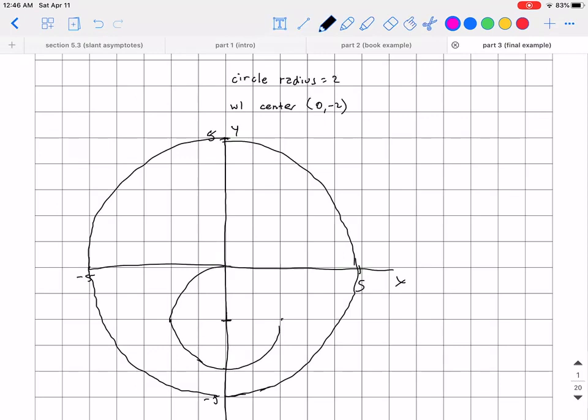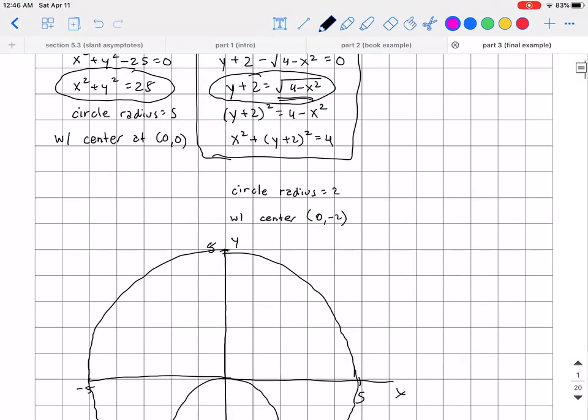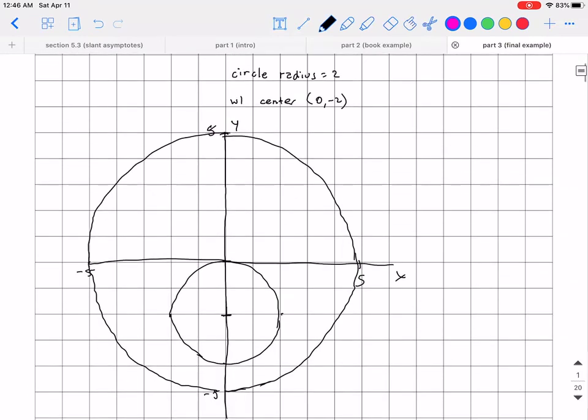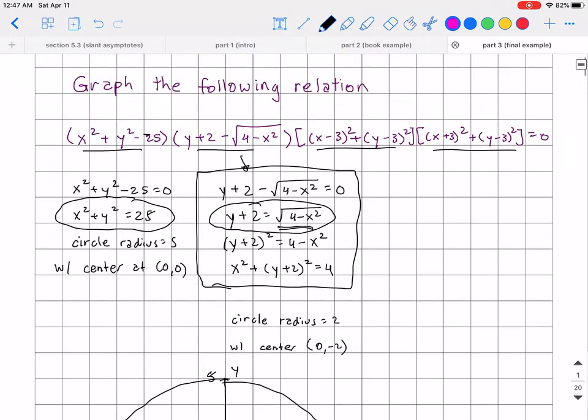But according to what we just said, because of the form y plus 2 is equal to the square root of, that tells me it's just the upper half of the circle. So for my graph, I actually don't have this part, and I don't have this part, and I don't have this part, and I don't have this part. A little strange, but hopefully you understood why. Now let's look at the third factor and see if we can graph that.